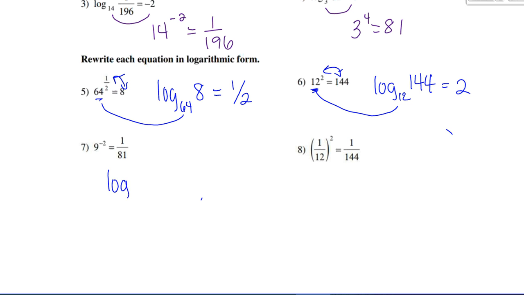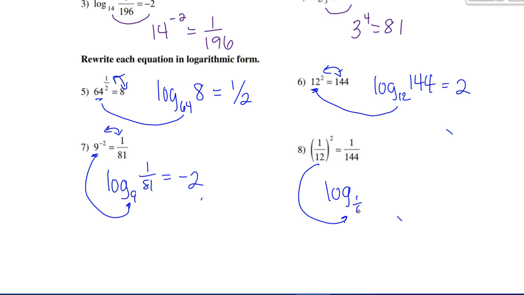Write the word log. Find the base. These two swap places. 1 over 81 goes into the log, -2 goes out. Write the word log. Find the base. Write it down under. These guys swap places. 1 over 144 goes in, 2 comes out. Easy as that.